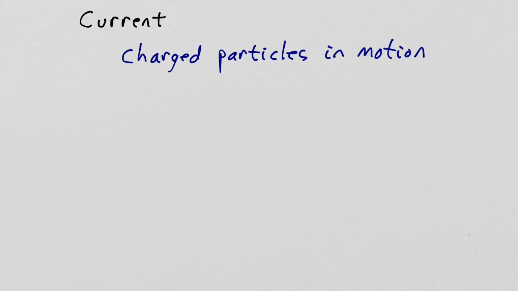We are now going to discuss current. Current is charged particles in motion. These charged particles could be electrons in metals, electrons and holes in semiconductors, or ions in space. The unit for current is the ampere, and 1 amp is equal to 1 coulomb per second.